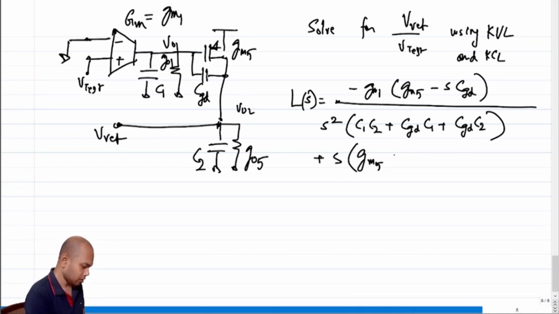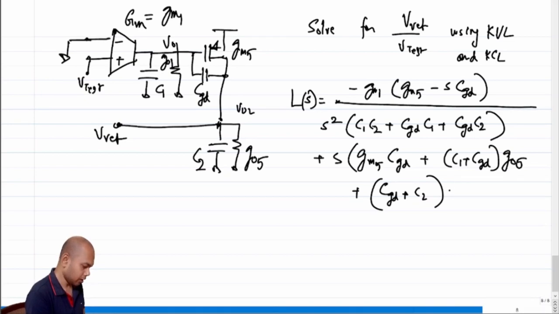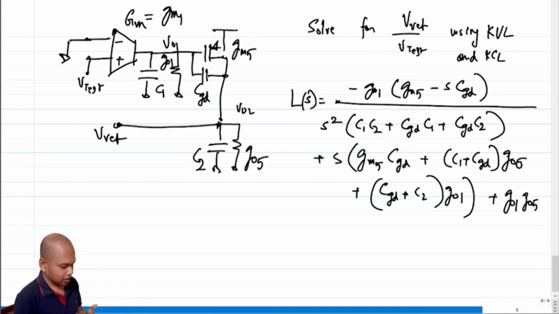GM5 times CGD plus C1 plus CGD times G05 plus CGD plus C2 times G01 plus G01, G05. Right? Seems like a very complicated expression, which indeed is. It's a big expression, second order term, and a lot of terms here. So the next thing will be to make sense of these terms.